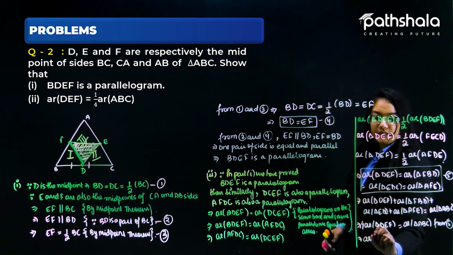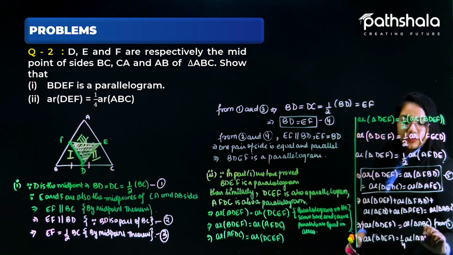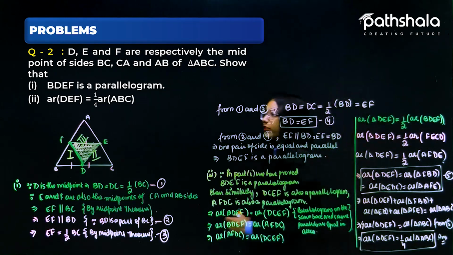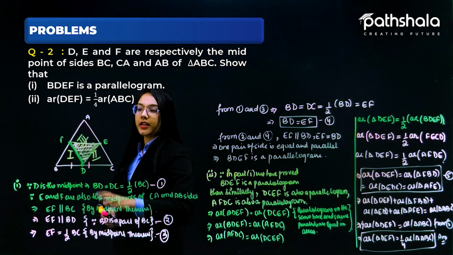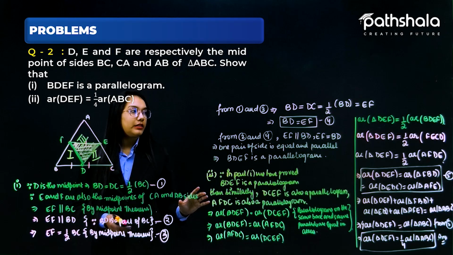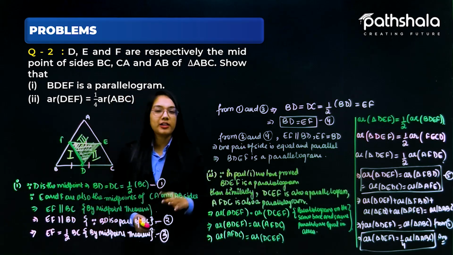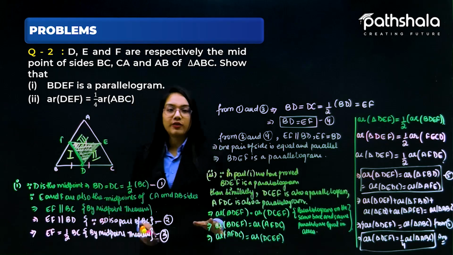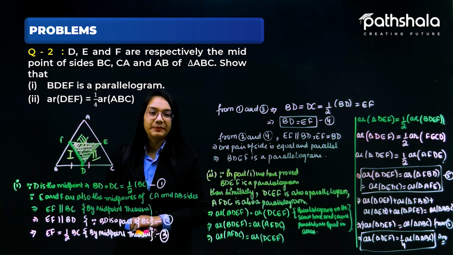So it implies that the area of the triangle DEF is nothing but 1/4 of the area of the triangle ABC. And this is exactly what we have to prove in this particular question, that the area of DEF is equal to 1/4 of the area of ABC. So hence at the end we have proved that in the very first part BDEF is a parallelogram, and in the second part the area of DEF is 1/4 of ABC. So using the midpoint theorem and the other concepts, we have proved the two parts over here. So this is all about question number 2.